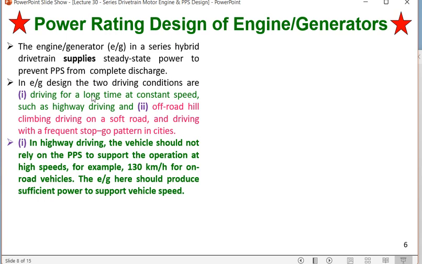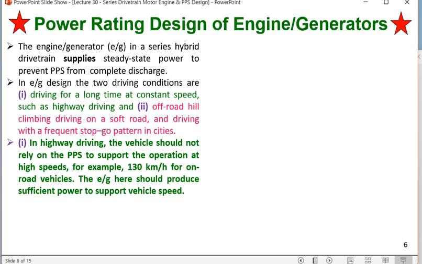So in EG design, that is engine generator design, the two driving conditions are: number one, driving for a long time at a constant speed on the highway; and number two, off-road hill climbing, driving on a soft road, and driving with a frequent stop-go pattern in cities. In both cases, the vehicle should be able to supply a good amount of quality power to its transmission. The first one is easy, that is driving on a smooth highway for a long time at a constant speed. So this is a very easy case.